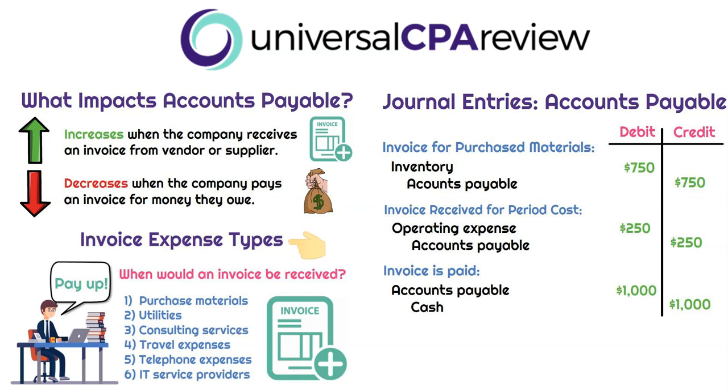So when we think about what increases accounts payable, again, think about the invoice expense types. Well, when we purchase raw materials or finished goods, that is going to be capitalized into inventory. So as we can see, invoice for purchased materials, well, the debit there is not an expense account, it's actually inventory because again, we're capitalizing those purchased materials into inventory.